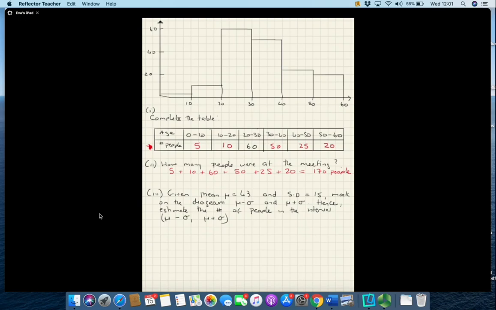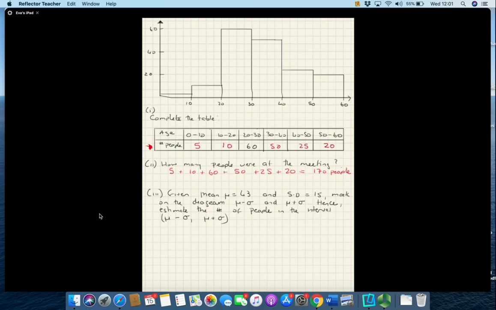It's the third part that gets tricky. And the first half of it is okay, as long as you're okay with the mean and the standard deviation and you understand the empirical rule and what that means. Because all they are doing is applying the empirical rule to a histogram.